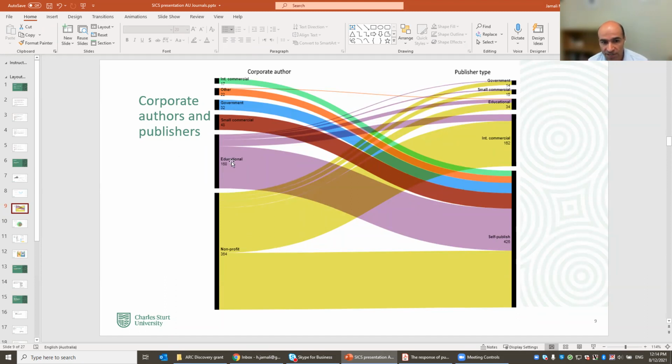In the case of universities or educational institutions, the majority are self-published, which means that the university itself is publishing the journals. And for many of the other categories, like the journals that belong to government, or journals published by a small commercial publisher in Australia, they are all self-published. So this category here is self-published. So 425 out of 651 journals are published by the organization that actually owns the journal, rather than outsourcing the publication to a publisher.